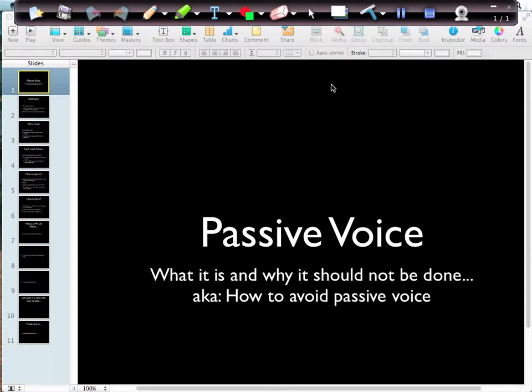So we're looking at passive voice today, what it is and why it should not be done. Somebody tell me what passive voice is if you think you know what it is. You remember from your last English class. Chris? The action is before the subject or the doer. Do you guys think that's right? Yes. Is that accurate? Yes. Okay, let's take a look.